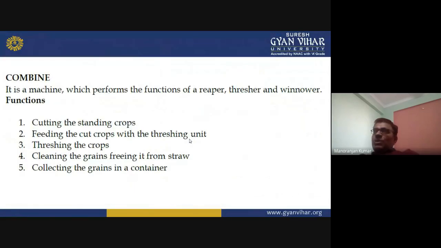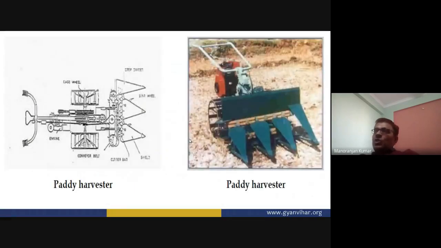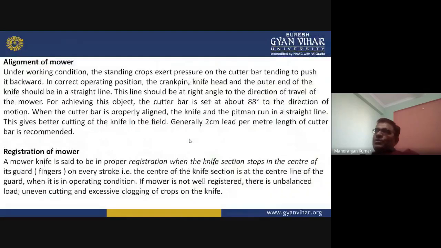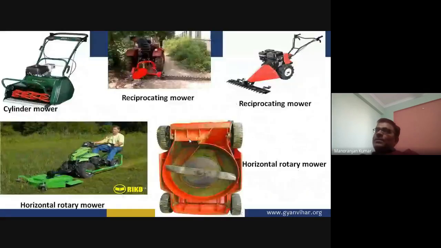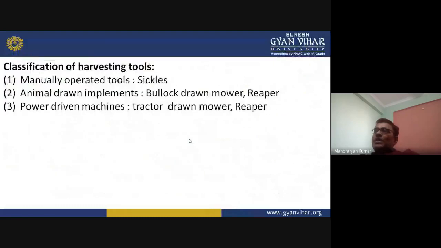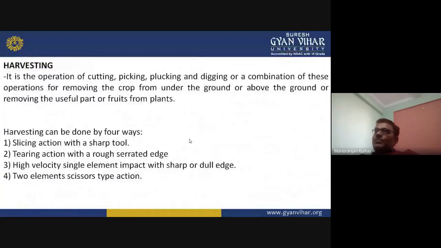So this is all about the harvesting equipment. In this lecture, we have seen the meaning of harvesting, what the different activities are, how harvesting can be done, and the different ways of harvesting. In that we have seen slicing action, tearing action, high velocity single element impact with sharp or dull edge, or two element scissor type action. So these are the harvesting ways.